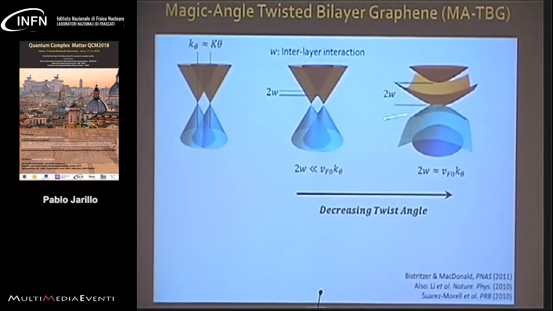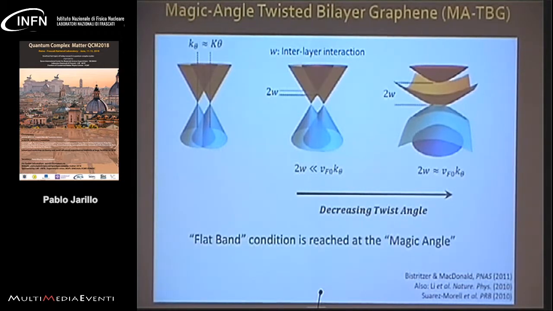So you realize, this band which is being pushed down by the level repulsion actually gets pushed down all the way to 0 and becomes a flat band. Okay? So this occurs when the interlayer coupling is about the BFK theta. Okay? And this flat band condition is reached at the so-called magic angle.